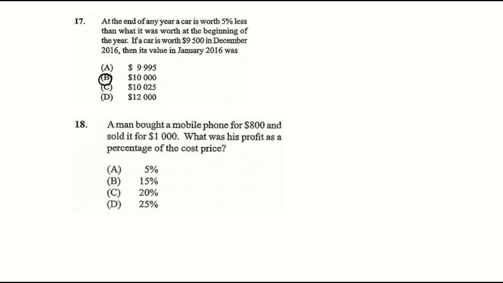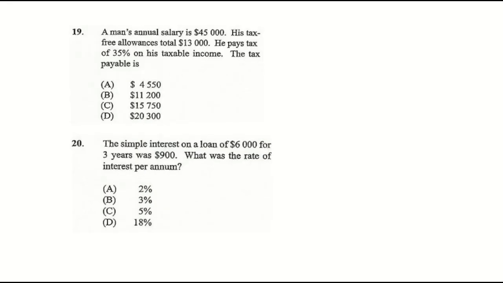A man bought a mobile phone for 800 and sold it for 1,000. What is the profit as a percentage of the cost price? We know that the profit would be 200, so profit percent would be 200 over your cost price, which is 800, multiplied by 100 over 1. Cross out: 2 into 2 is 1, 2 into 8 is 4, 4 into 100 is 25. So the answer is D, 25%.